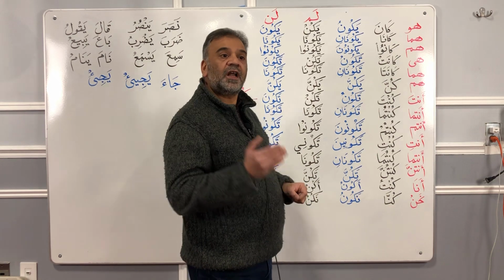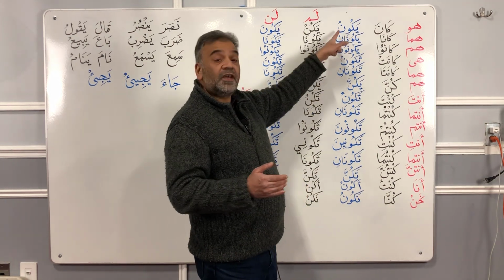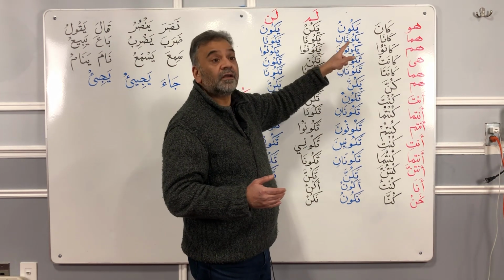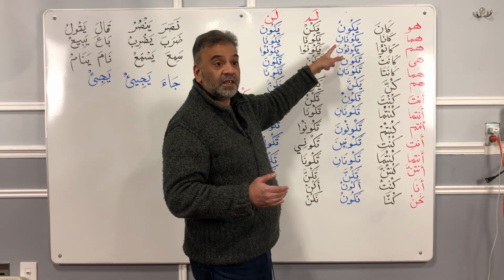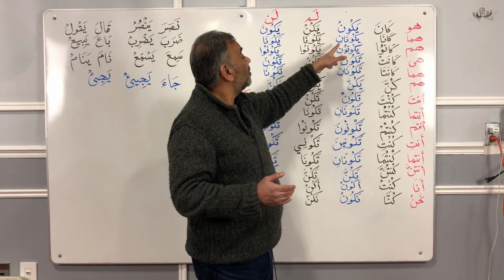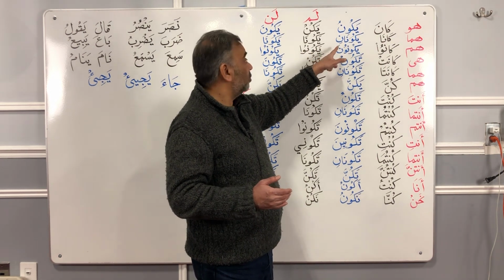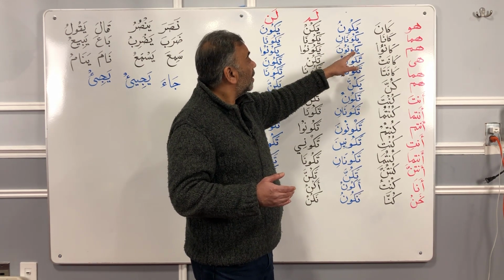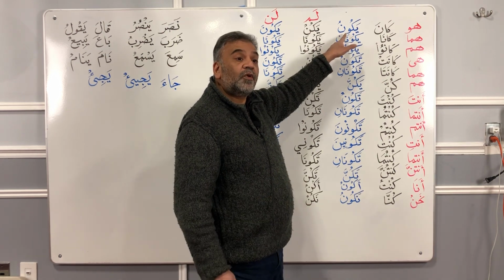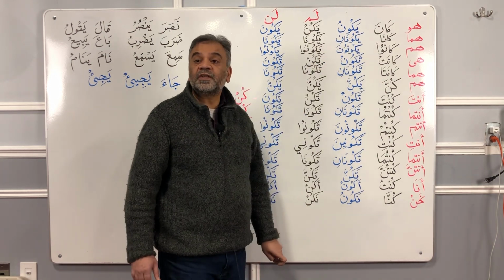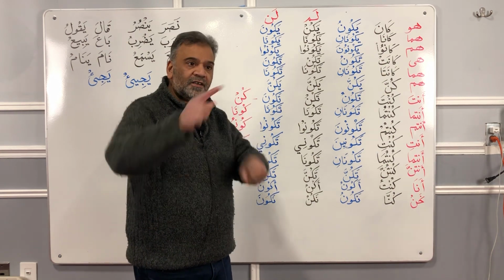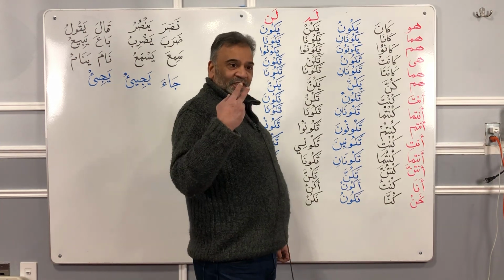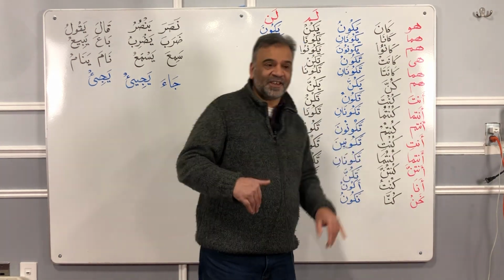Same concept. Kala yaqulu, yakunu. Is it marfu? What is the sign of it being marfu? Dhamma, right. Yakunani, yakunani. What is the sign of it being marfu? Noon. Is it a mutaharrik pronoun or a sakin pronoun? Sakin. So, I think I said it opposite. Basically two mutaharrik and twelve sakin.